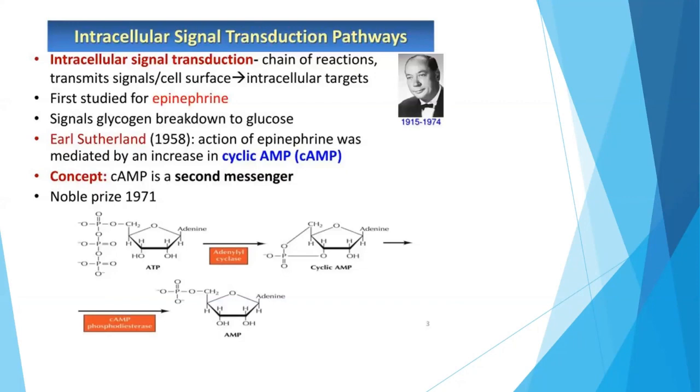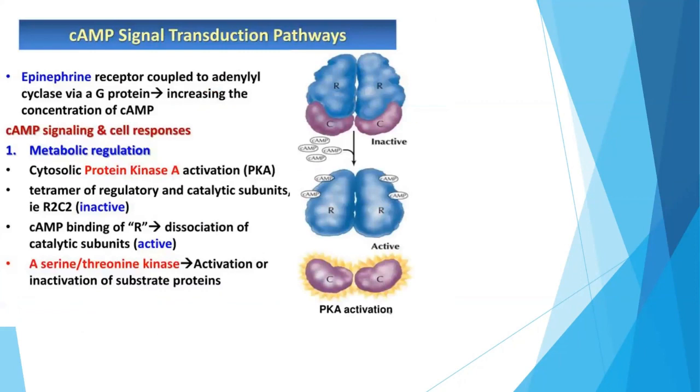And the concept is that cAMP is a second messenger. Please remember this line, cAMP is a second messenger. So cAMP signal transduction pathways. So the epinephrine receptor is coupled to adenylyl cyclase via a G protein, right? And then there's an increase in the concentration of cAMP. Now, number one is the metabolic regulation. So let's talk about the process overall.